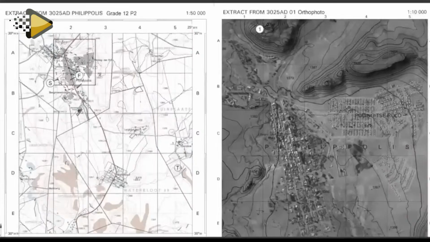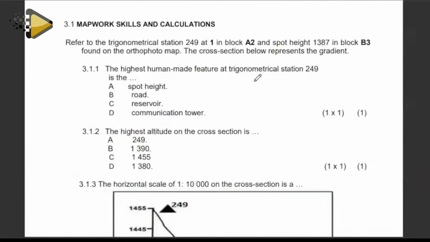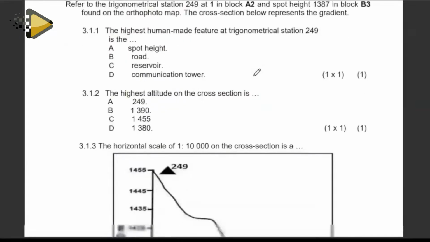So what you need to note there is the question is asking about a human-made feature. So you check on the features and try to find out if they are all human-made. Spot height, road, reservoir, communication tower. Then you go on to check. We are referring to the trigonometrical station at 1 in block A2 and height in block B3 on the orthophoto map. So you check, and then it says the highest altitude on the cross section is.